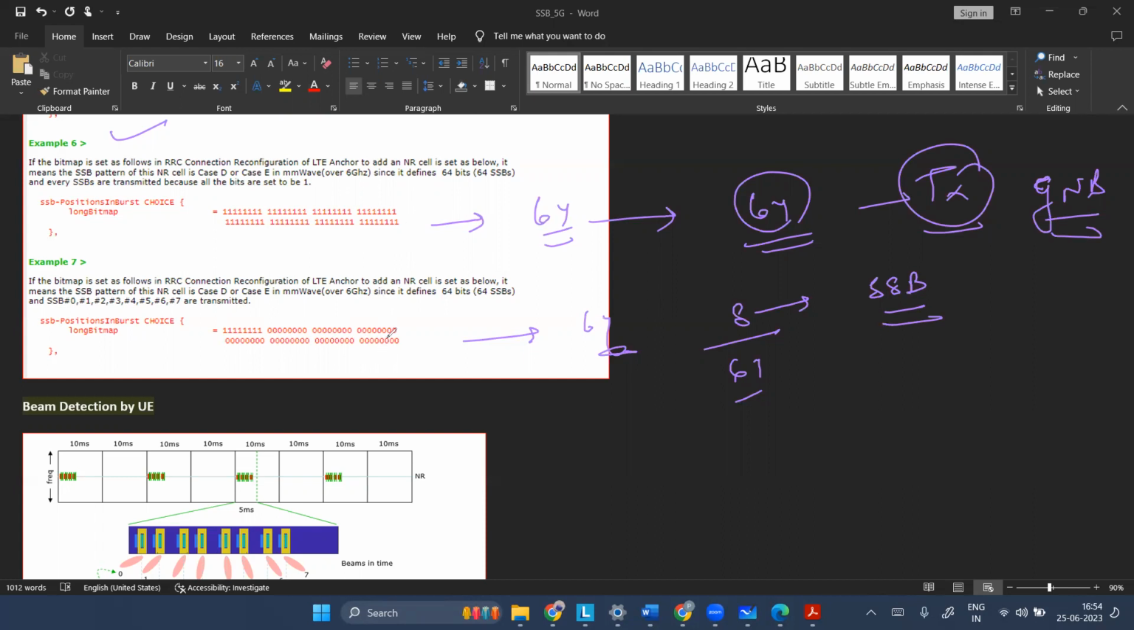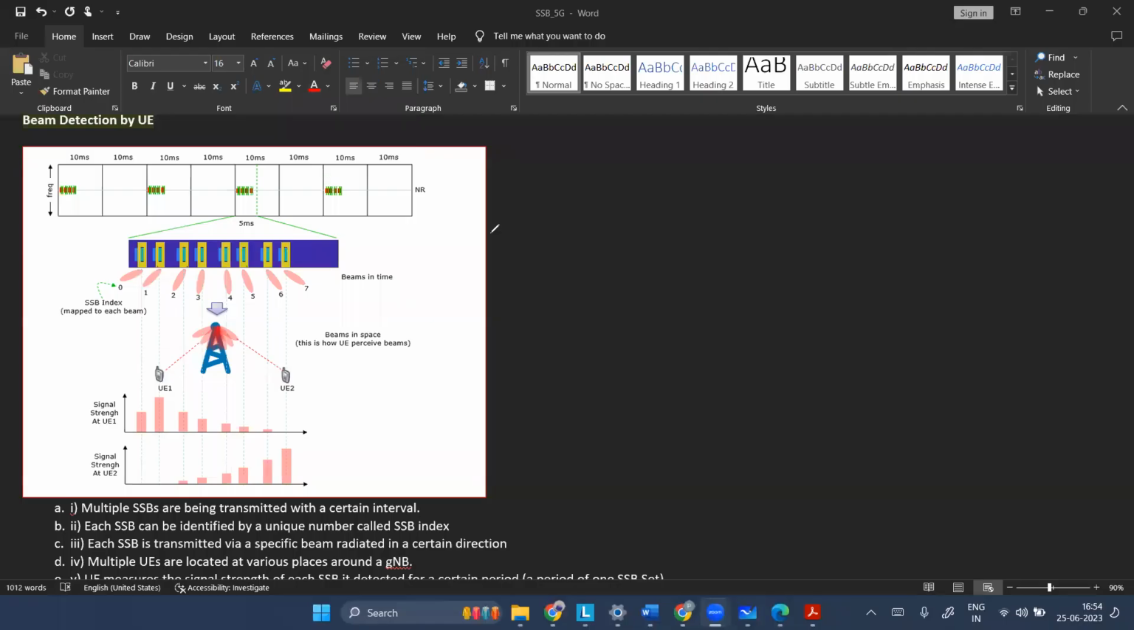Next is basically the beam detection by the UE. Once your SSBs are transmitted, how does this work? If you see, this is your gNB, and from the gNB we have these two UEs, UE1 and UE2. Above, we can see this is for NR, and we have a 20 millisecond periodicity for SSB. It means every 2 frames, we have one SSB.